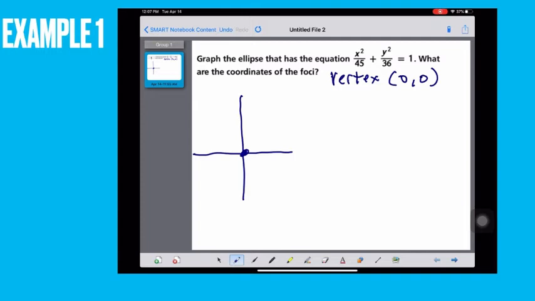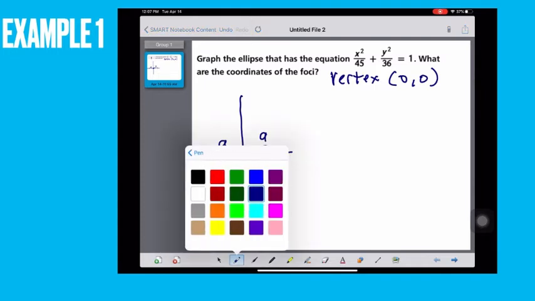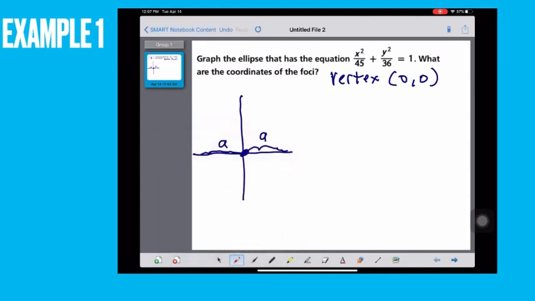So we've got that the vertex is at 0, 0. The way we can figure out which way it goes is this: we know that this is going to be our a value, and this is going to be an a value as well. So if we can find that a value, we've got one of them, and I think that's going to go a little further this time. And then our up and down is going to be our b value. So this value here is going to be a b value, and this is going to be a b value here.